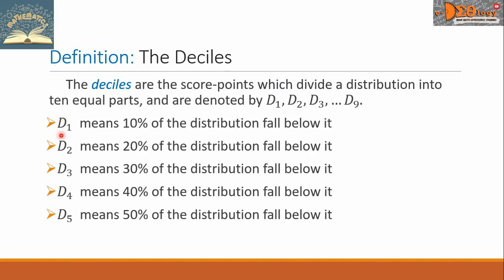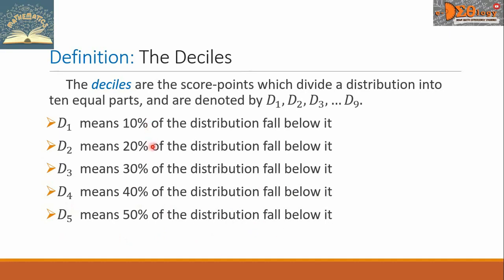The d sub 1 value denotes that 10% of the distribution fall below it. For d sub 2, it means 20% of the distribution fall below it. For d sub 3, it means 30% of the distribution fall below it. D sub 4 means 40% of the distribution fall below it. D sub 5 means 50% of the distribution fall below it.